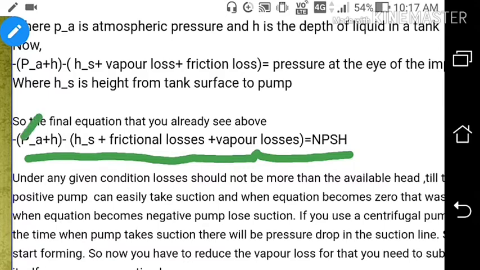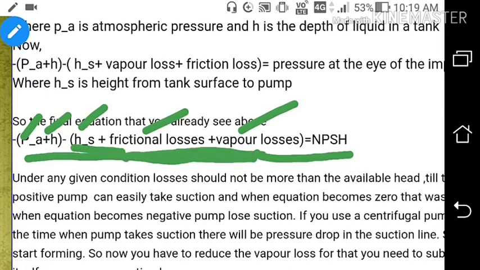So Pa is the atmospheric pressure, H is the height of the liquid in the tank, and Hs is the height from the tank to the impeller of the pump. This is the frictional losses and this is the vapor losses. So these three terms are the losses in the pump, so we will subtract these from the positive terms. Pa and H will act as a profit for the pump, because Pa is the atmospheric pressure acting on the tank from above, and H is the height. These two factors will give profit to the pump, and the frictional losses and vapor losses are not required.